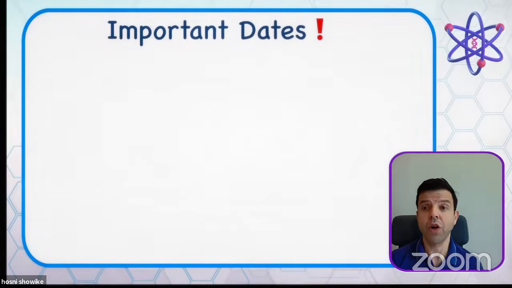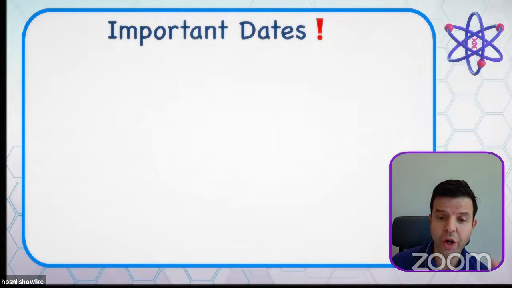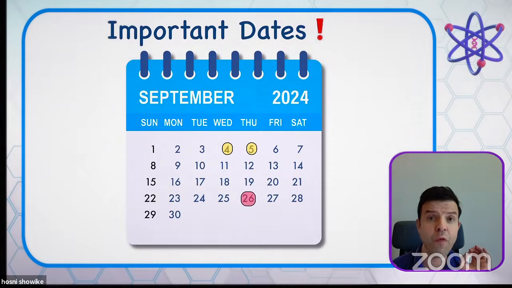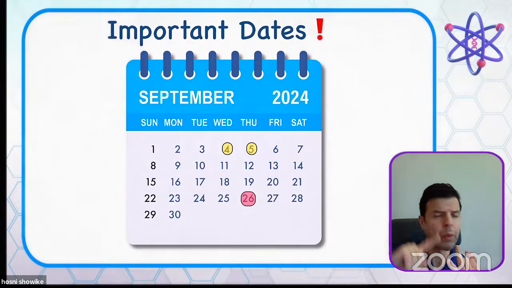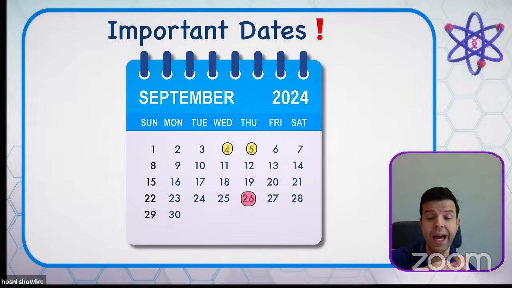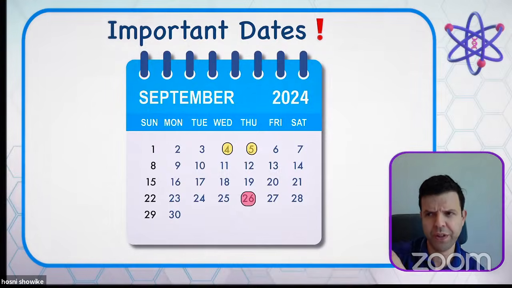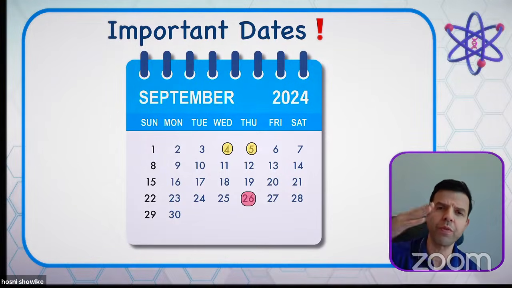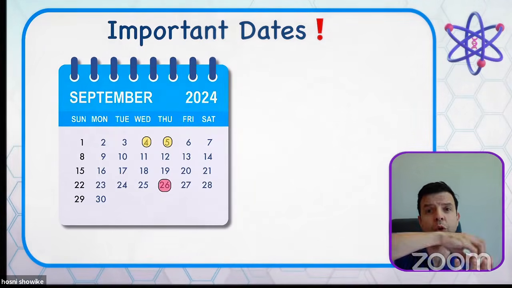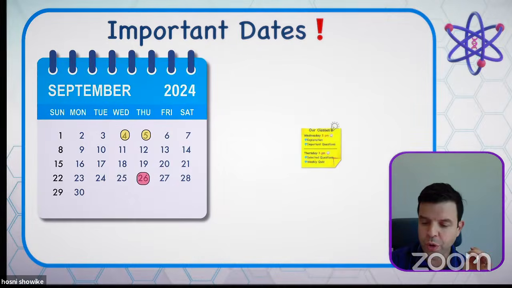So let's start with the important dates. When are we going to start? We're going to start on Wednesday, the 4th of September. That's the first class. We will have classes weekly, every Wednesday, every Thursday at 5 p.m. 5 p.m. is 1 hour before this time. So now is 6 p.m. where I live. 5 p.m. is 1 hour earlier. So you can check your time zone, 5 p.m. Kuwait or Saudi times.